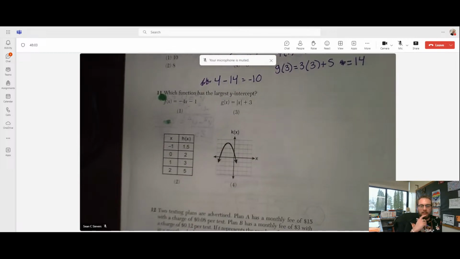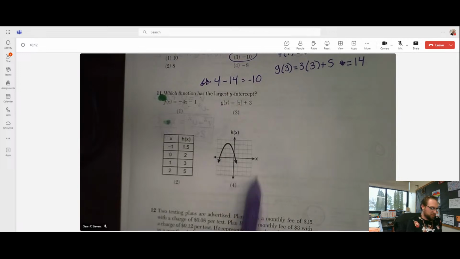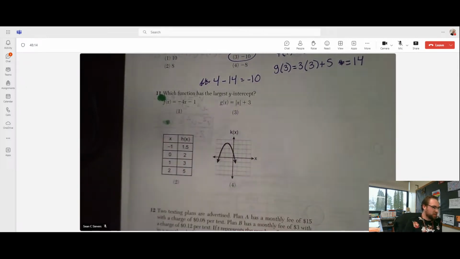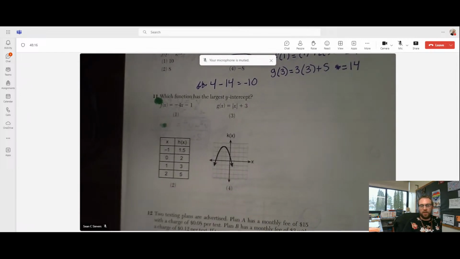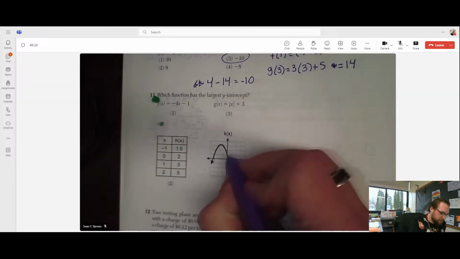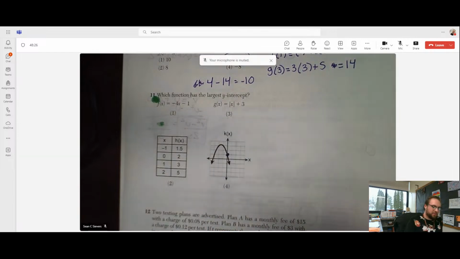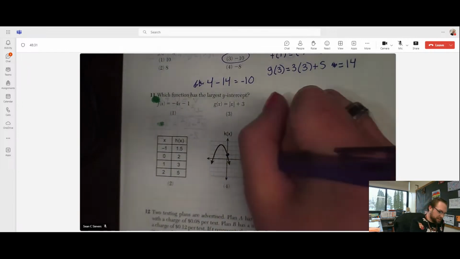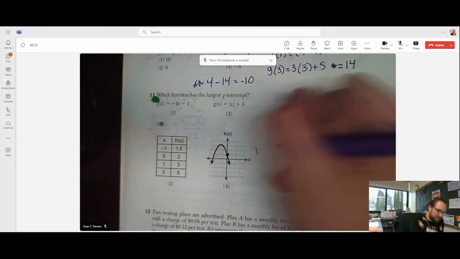So, okay, number 11. Which function has the largest y-intercept? So what I want to do for all 4 of these answer choices is just go ahead and write down the y-intercept for each of them. Okay, I'm going to start with this graph because it's probably the easiest to find the y-intercept from a graph, because it's where the graph crosses the y-axis. So in this case, it is 1.